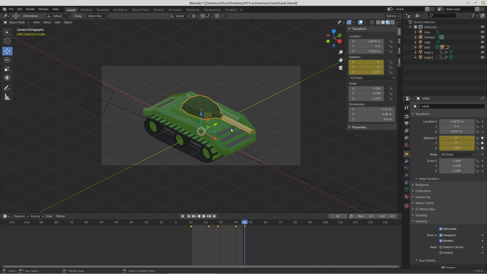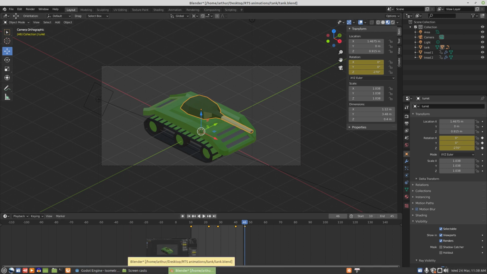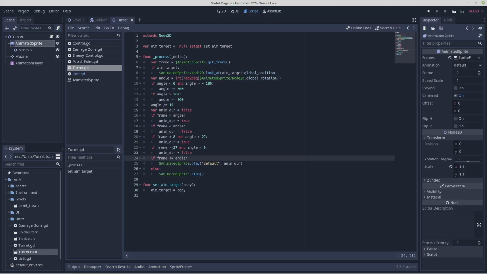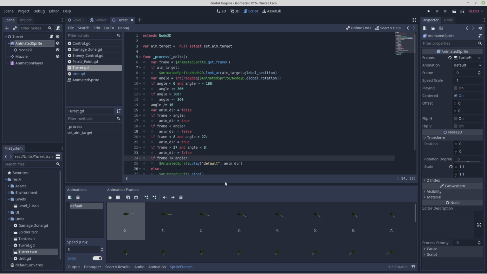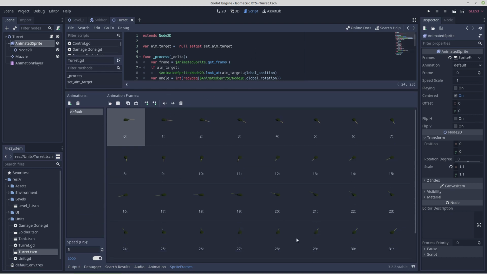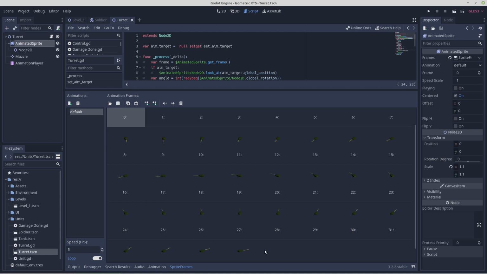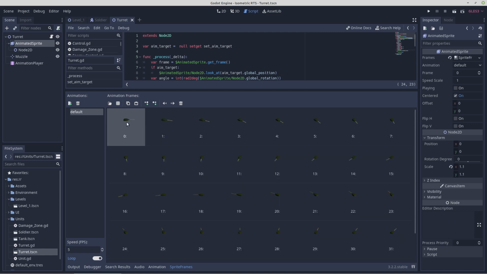Once the images are rendered into a folder and loaded into the sprite for Godot, there is a need to reorganize the images, and what's done is images are pulled off of the back side of the animation and moved to the front side of the animation until the correct visual rotation of 0 is sitting in the 0 frame.